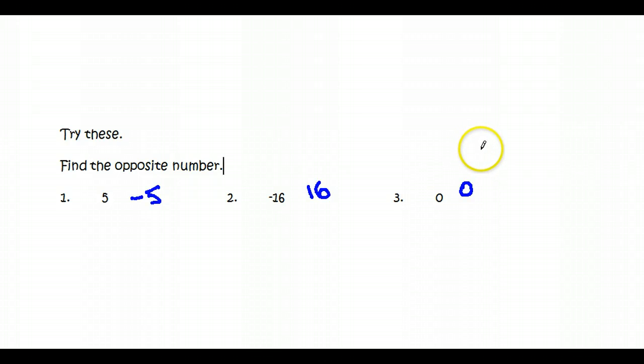Absolute value, the distance in numbers from 0 on the number line. Opposite, you're looking at two numbers the same distance from 0 on opposite sides of the number line. They're similar, but they're definitely different.